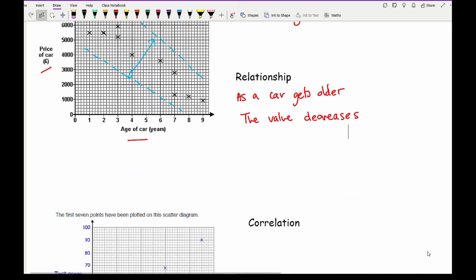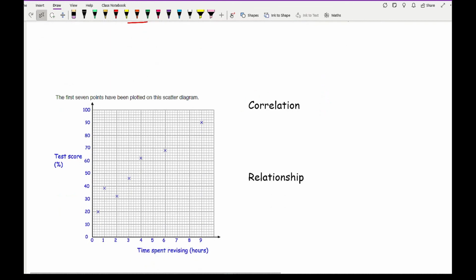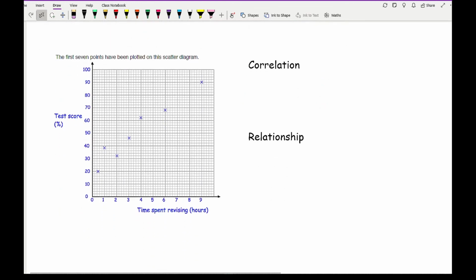And let's have a look at our final example. Here we're looking at test scores and the hours spent revising. So again, might be something a little bit closer to home. Looking at this particular diagram, we've only got 7 points. Again, it's a decision: would you class that as strong positive correlation, or would you see it as weak positive correlation? Again, it's open to interpretation.